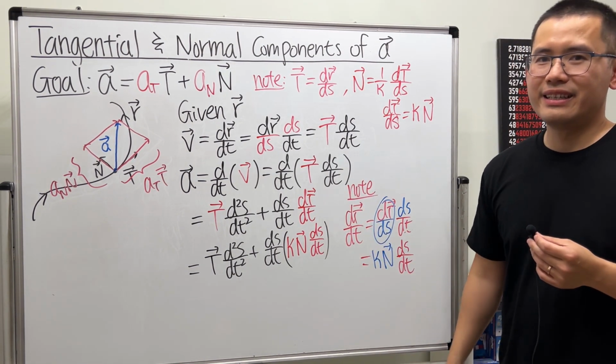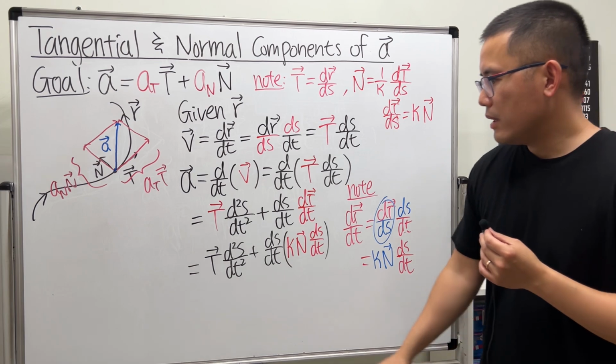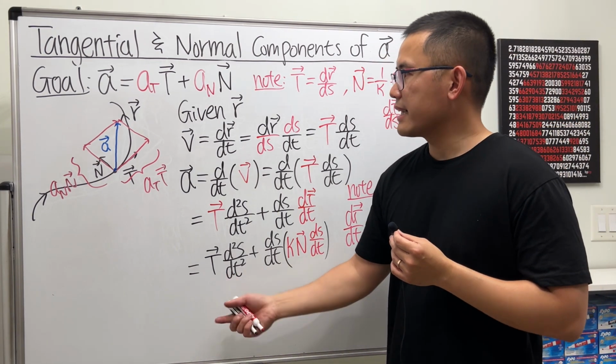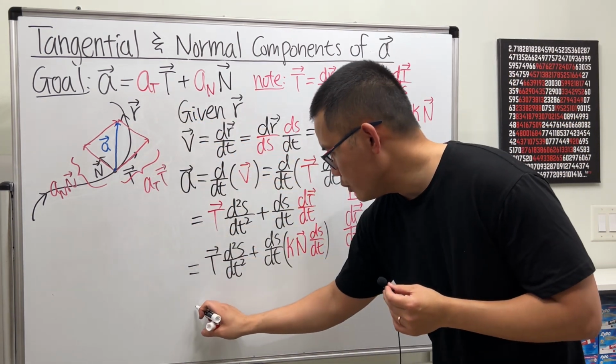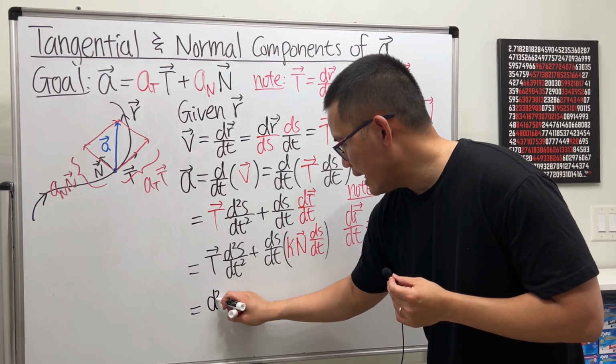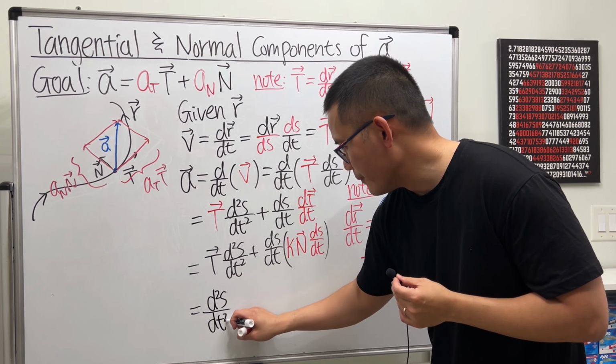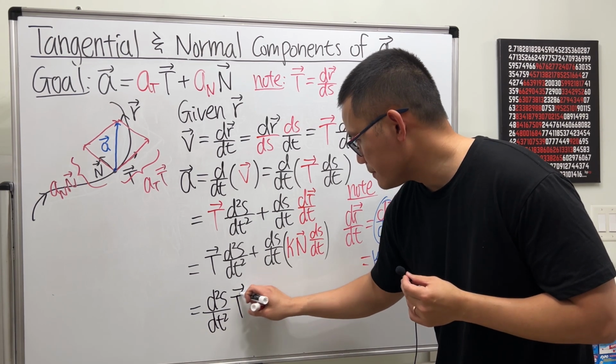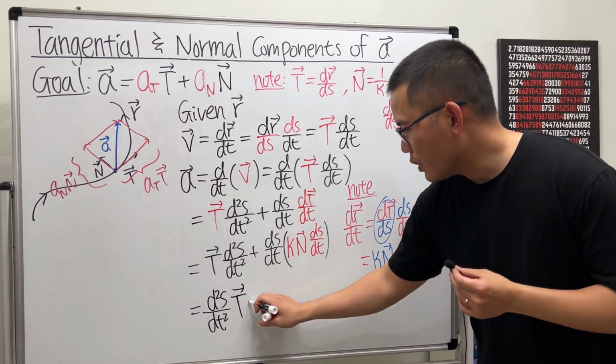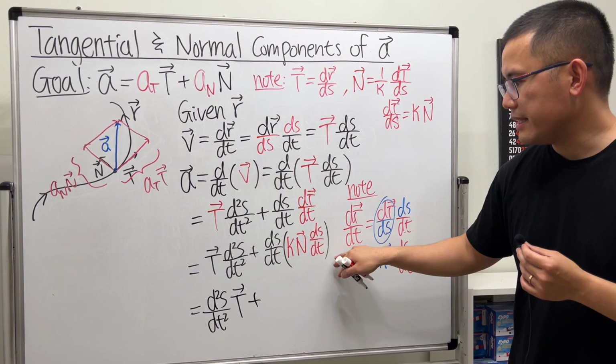Whew. Now, clean things up. This right here is exactly what AT should be, right? And let me write that down first. d²s/dt² times T. And then right here, we have the N. Let's put that at the end.